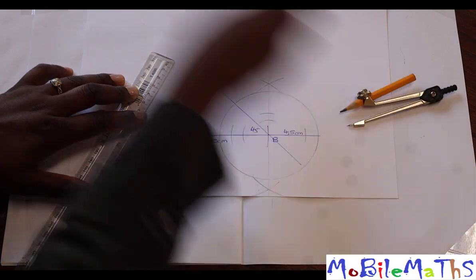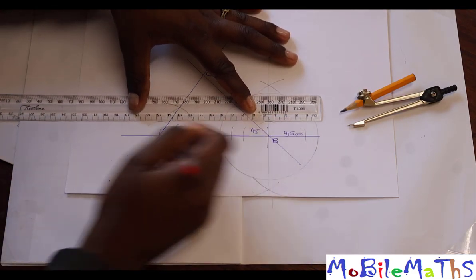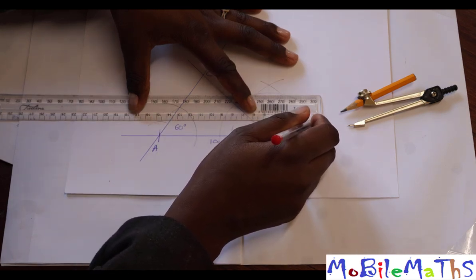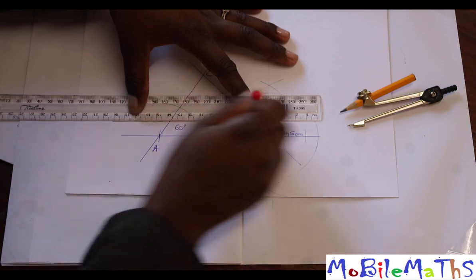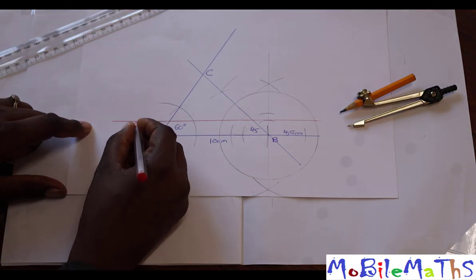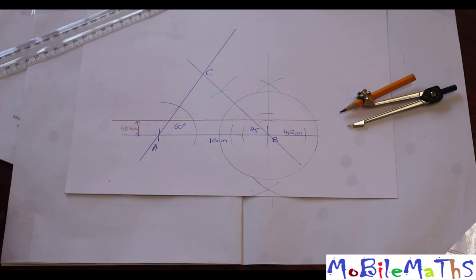Okay, so these are my two. So let me use a different color so that you guys can see. So this is the parallel line. Then I draw it long enough. So this is my 1.5. So from here to there, it's 1.5 centimeters. Okay, so we have done everything.